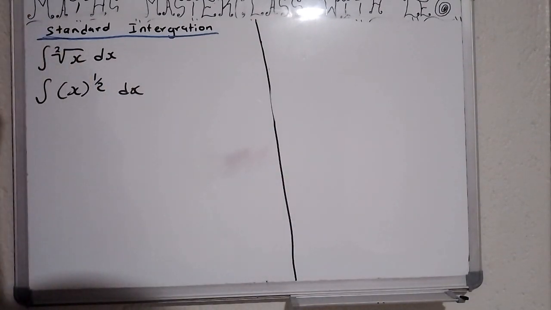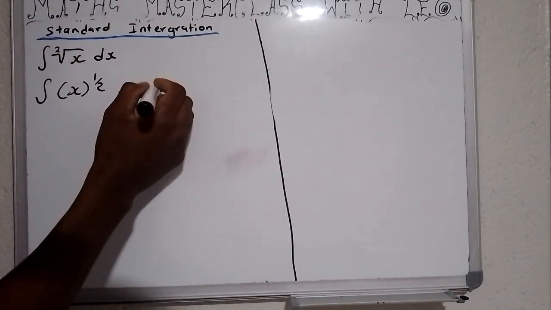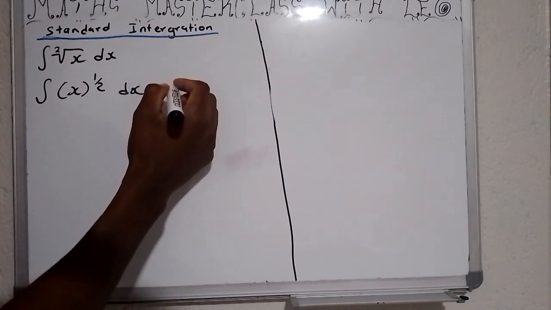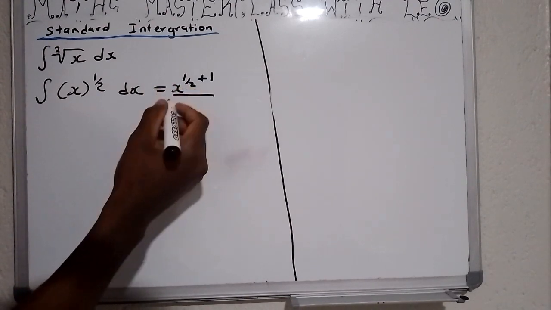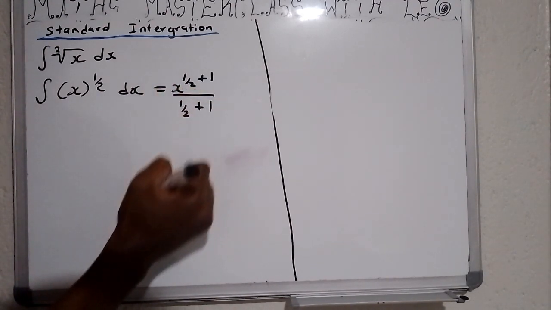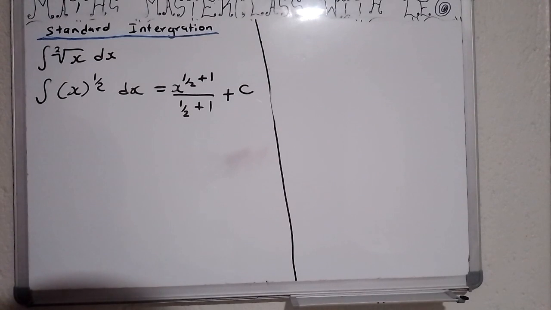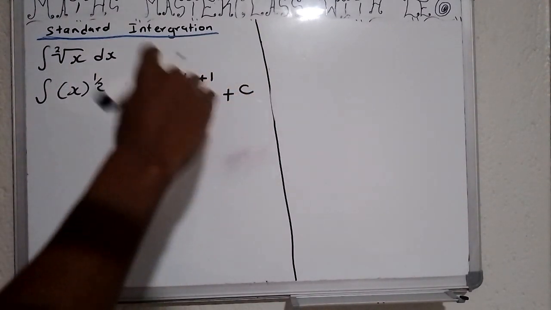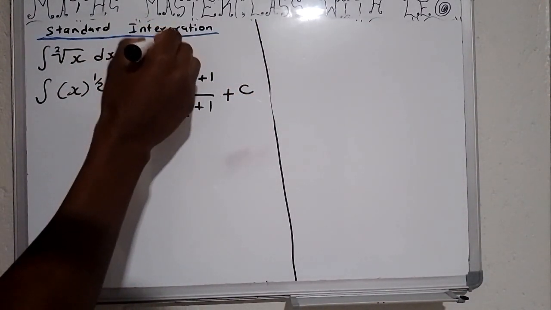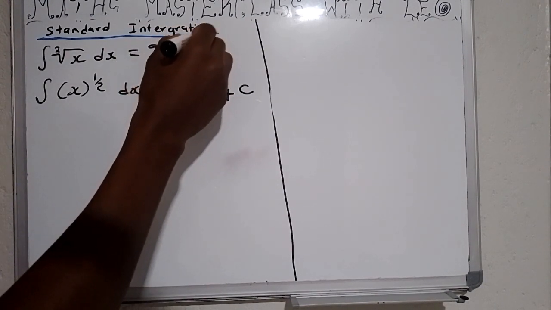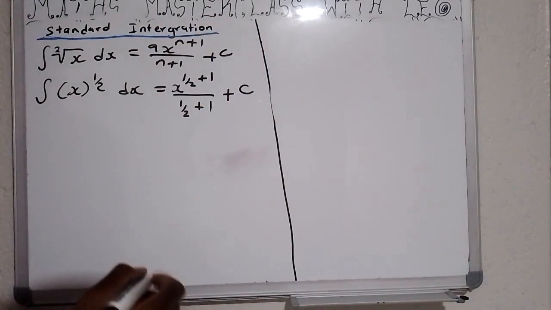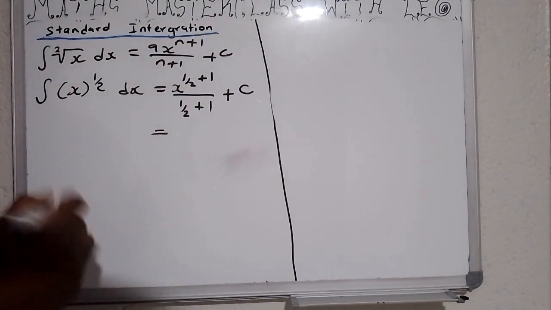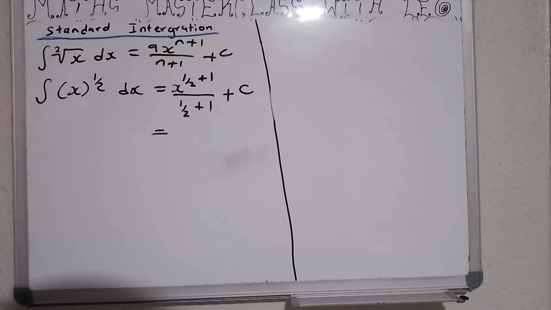Then if I have it like that, I can just say the value of a is 1. So I can just have x to the power 1 over 2 plus 1 all over 1 over 2 plus 1 plus c. I'm not going to write the formula again. In the next questions, I'm not going to write the formula. There, right? Then I can just get my calculator because I'm not good with numbers.